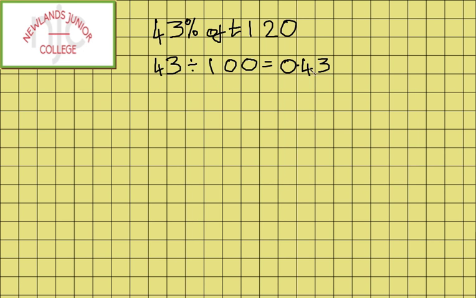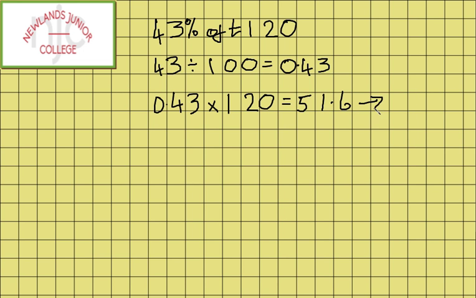At this point, all you do is take this answer and multiply by the amount of money that you were looking for the percentage of in the first place. So our next line of working is simply going to be 0.43 multiplied by 120. If you put that into your calculator, you'll get an answer of 51.6. Now you're not quite finished because remember, you're dealing with pounds and pence here.